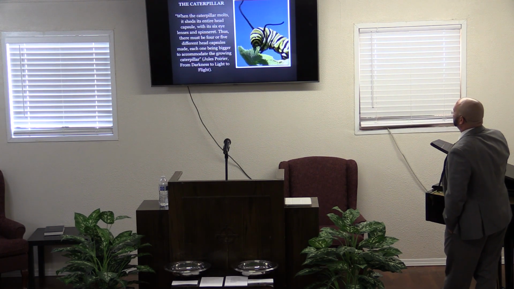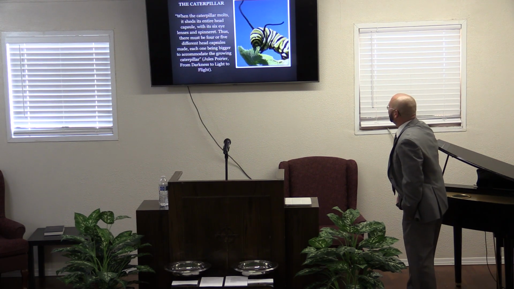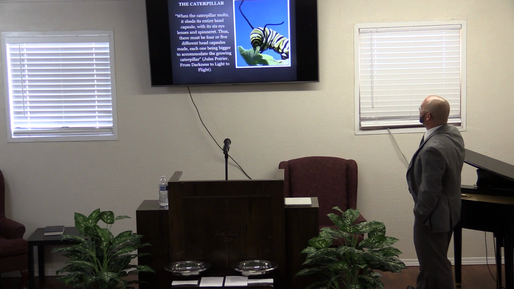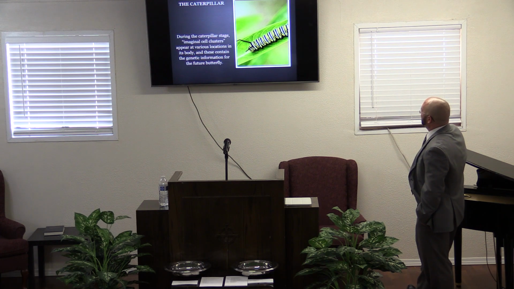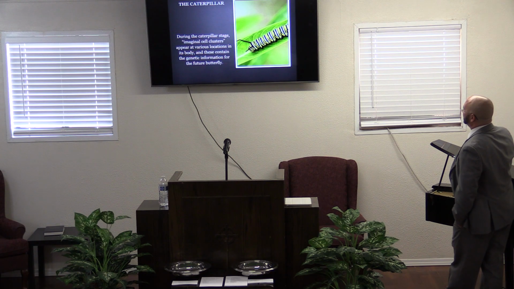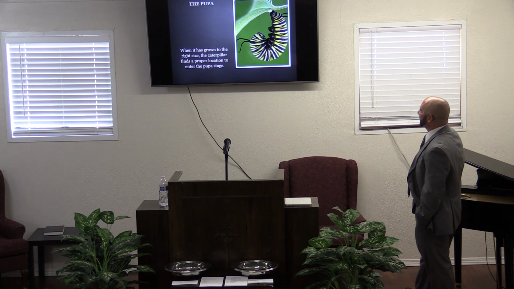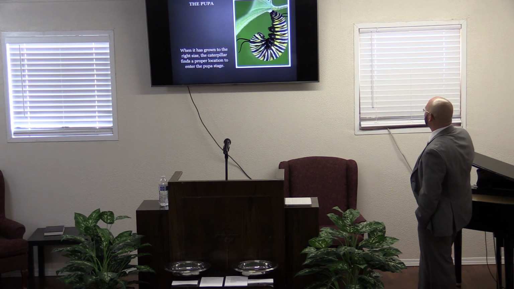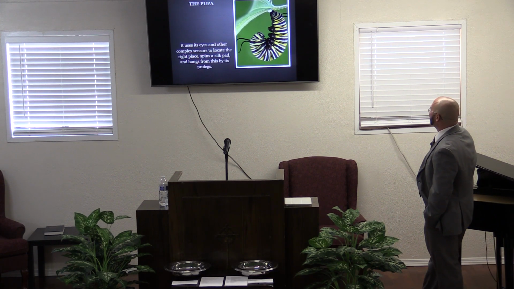When the caterpillar molts, it sheds its entire head capsule with its 6 eye lenses and spinneret. Thus, there must be 4 or 5 different head capsules made, each one being bigger to accommodate the growing caterpillar. During the caterpillar stage, imaginal cell clusters appear at various locations in its body, and these contain the genetic information for the future butterfly. When it has grown to the right size, the caterpillar finds a proper location to enter the pupa stage. It uses its eyes and other complex sensors to locate the right place, spins a silk pad, and hangs from this by its prolegs.